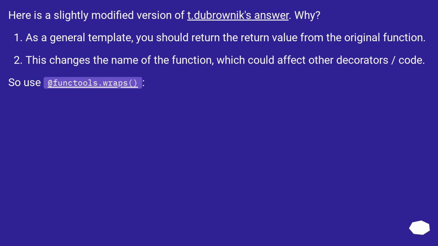Here is a slightly modified version of t.dubrownik's answer. Why? As a general template, you should return the return value from the original function. This changes the name of the function, which could affect other decorators' code. So use functools.wraps.